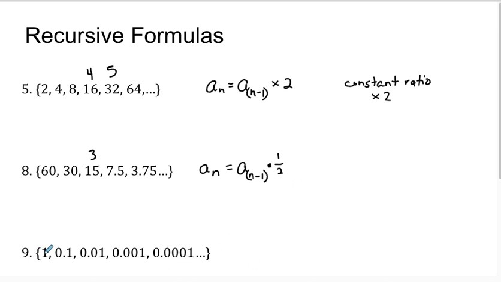Here, I have 1, 1/10, 100th, 1,000th. So if I'm interested in like the 2nd position here, I would say, well, I take this and I divide it by 10, or I multiply it by 1/10. So a sub n equals a sub n minus 1 times 1/10, or 0.1, and that is my recursive function. All of these are geometric because we are multiplying or dividing by a constant ratio.